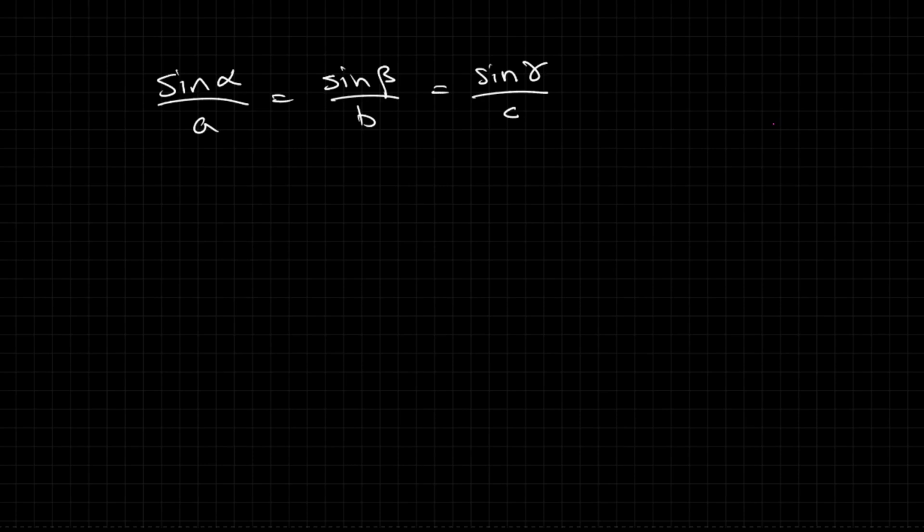So now we know how to use the law of sines when we know any two angles and any side length. For example, if we knew alpha, beta, and A, we could figure out B. We could also figure out gamma because we know that the sum of the angles is 180 degrees, and then we could figure out what C is.